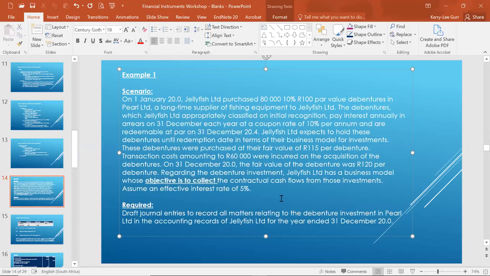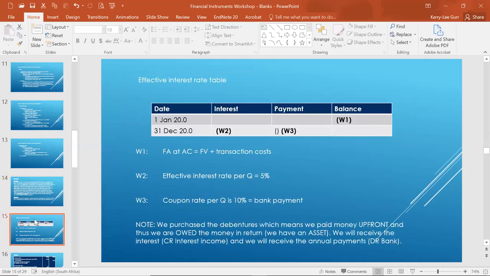Okay, so we know exactly what to do now. We can actually go ahead and draft our journal entries. Well, before we get to drafting journal entries, we know that we're using amortized costs, so we want to see some sort of table coming through. And this is where we would want to start off. We would want to start off with our effective interest rate table.